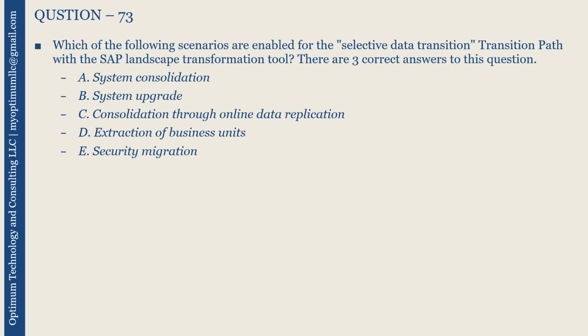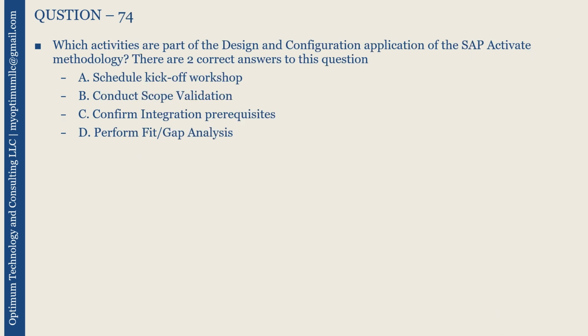Question 73. Which of the following scenarios are enabled for the selective data transition path with the SAP Landscape Transformation tool? There are three correct answers to this question. A. System consolidation. B. System upgrade. C. Consolidation through online data replication. D. Extraction of business units. E. Security migration.